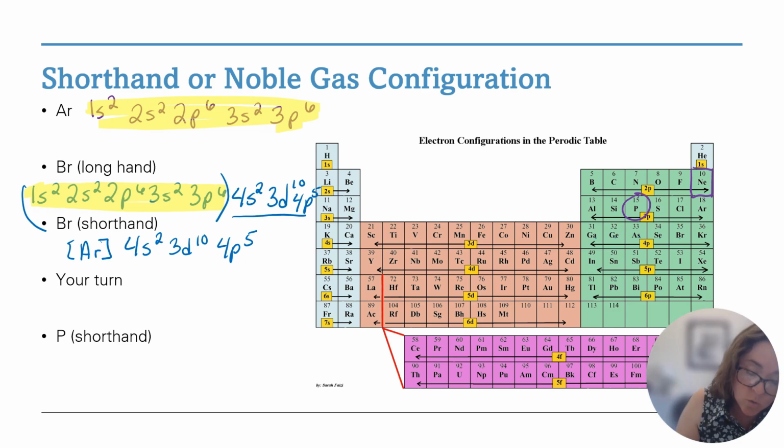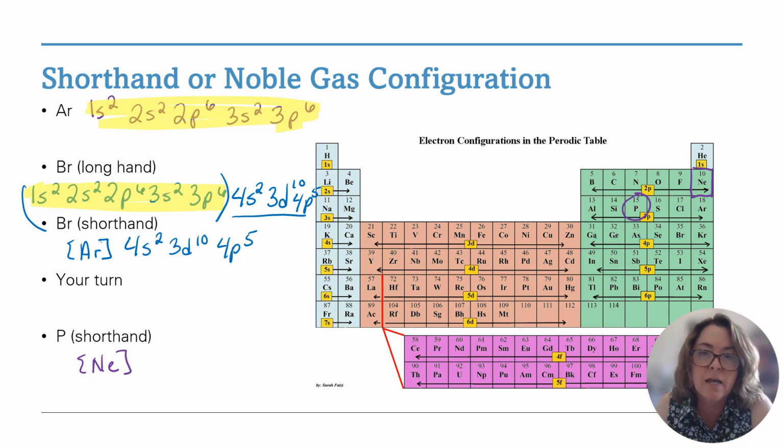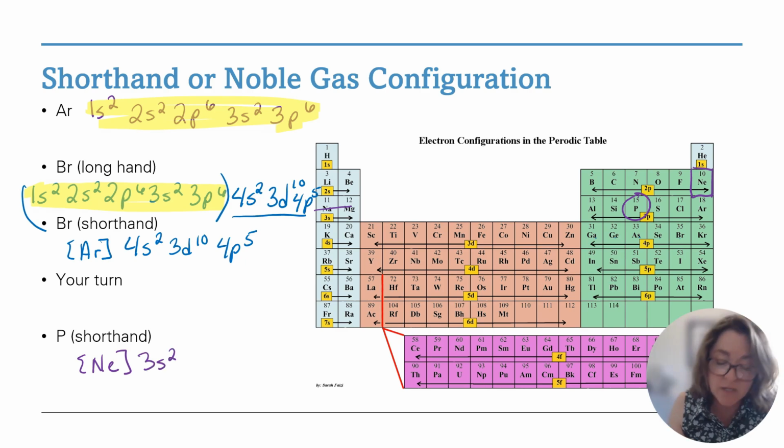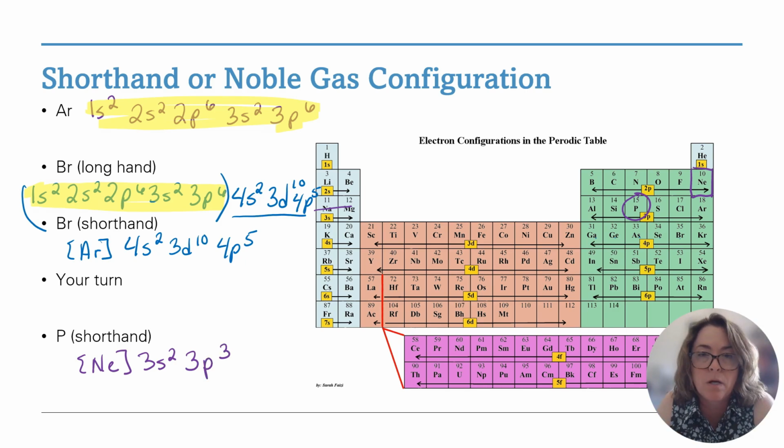So for my shorthand for phosphorus, I'm looking for the noble gas that ends the period before. In this case, that would be neon. And then I'm going to go ahead and fill in the rest. I am filling in 3, going across the S block, and I am 3 spaces into the P block. Definitely practice these.